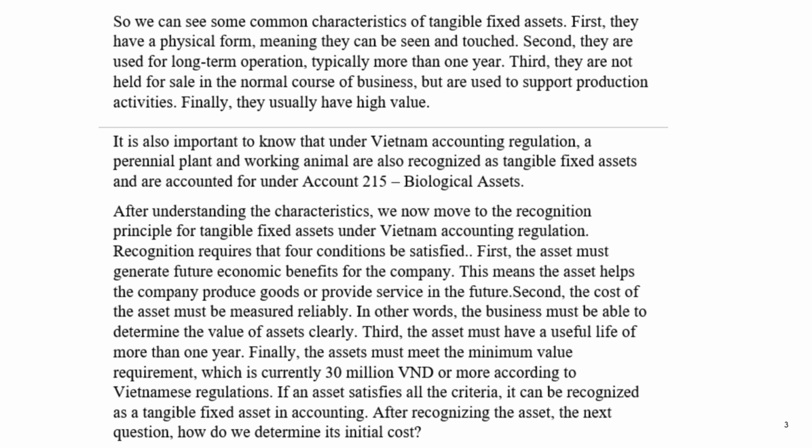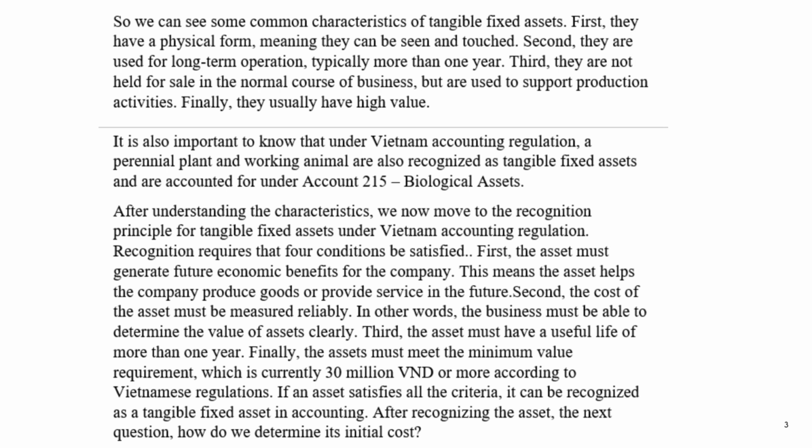Recognition requires that 4 conditions be satisfied. First, the asset must generate future economic benefits for the company. This means the asset helps the company produce goods or provide services in the future. Second, the cost of the asset must be measured reliably. In other words, the business must be able to determine the value of the asset clearly.